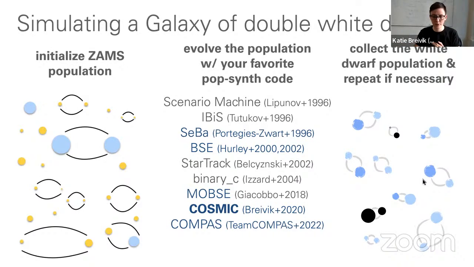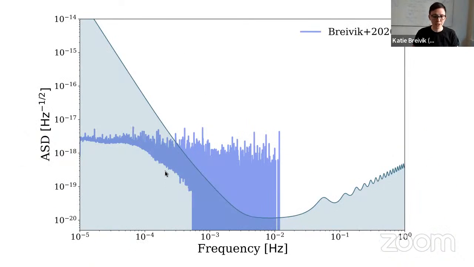Once you have all your double white dwarfs, you add up their gravitational wave signal with something like LEGWORK, and then you can actually plot what the gravitational wave population of double white dwarfs in our galaxy looks like. And so each spike that you see here is an actual double white dwarf at that frequency that's radiating gravitational waves with a strength of the height of the spike.